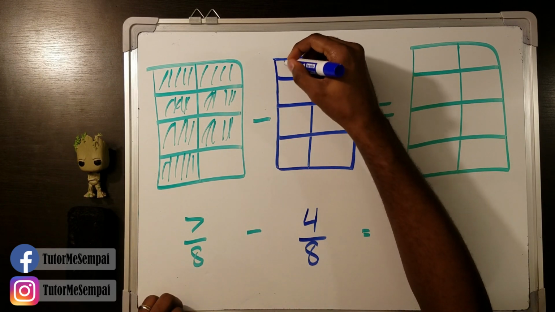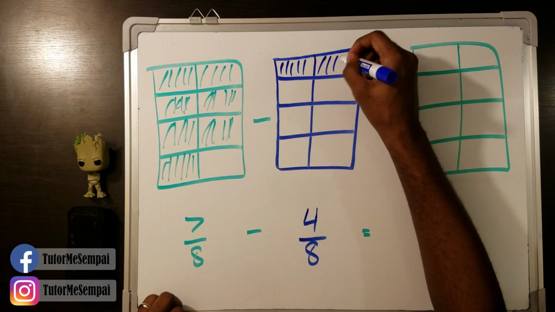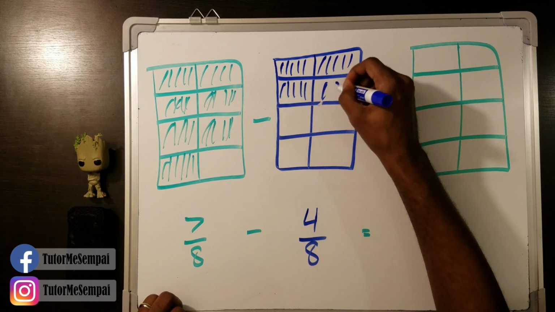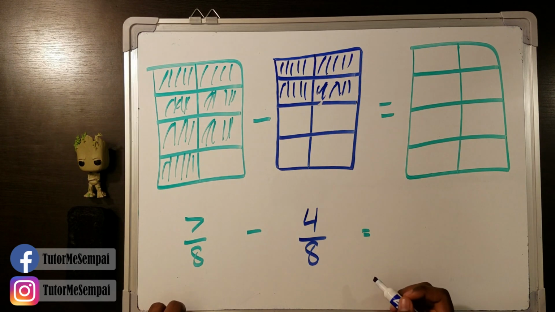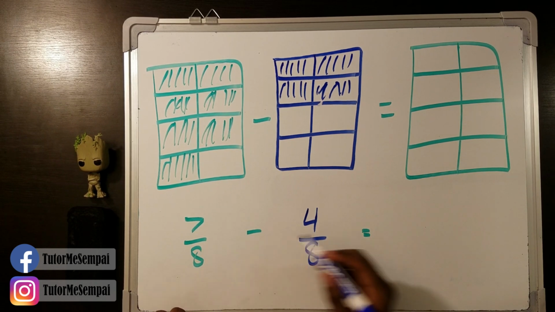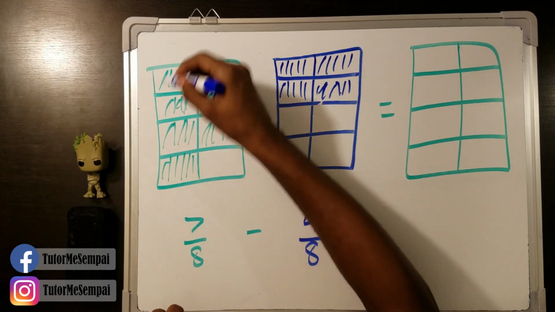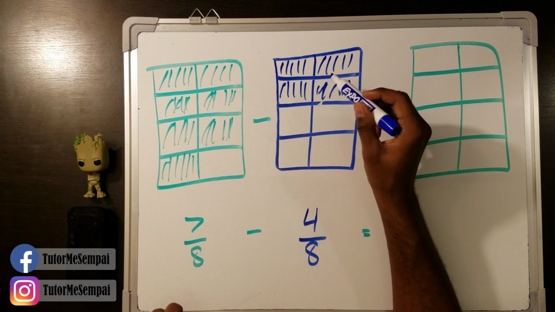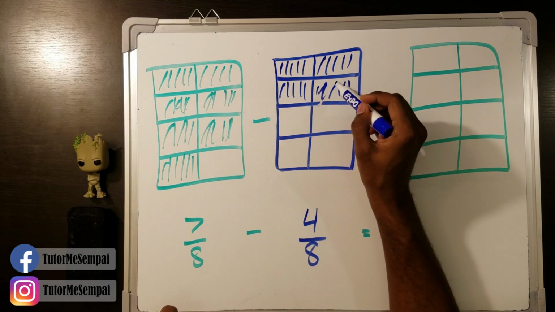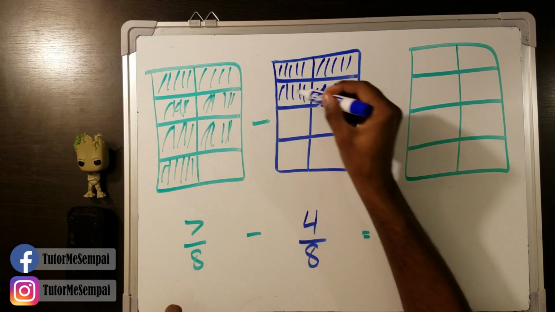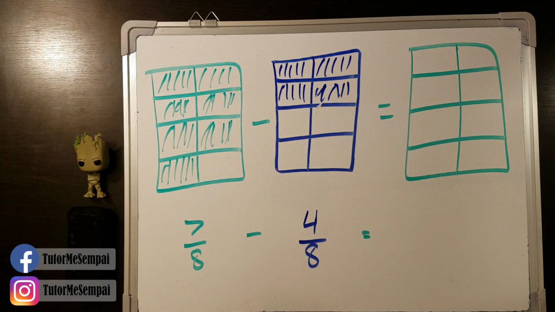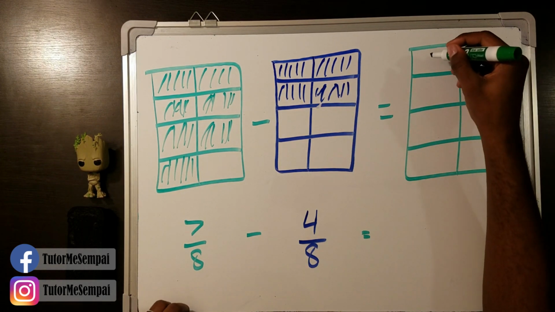So we're going to shade in 4 of these boxes, and we're going to leave the other 4 unshaded. So when we're going to subtract, we're going to say, okay, we have 7 boxes here, and we don't want 4 of them, right? So when we do 7 boxes and we're subtracting 4 of these boxes, well, how many boxes are left over?